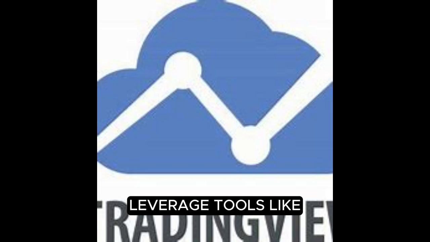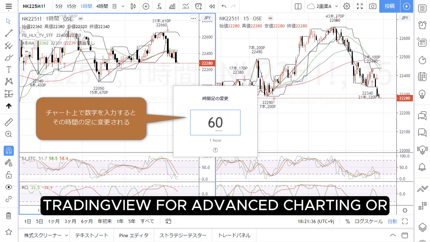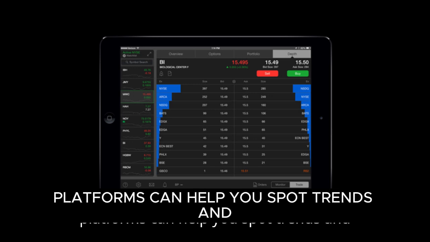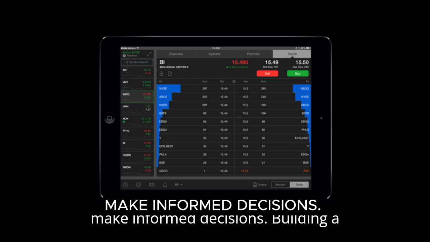Tools and platforms for success. Leverage tools like TradingView for advanced charting or Thinkorswim for in-depth analysis. These platforms can help you spot trends and make informed decisions.